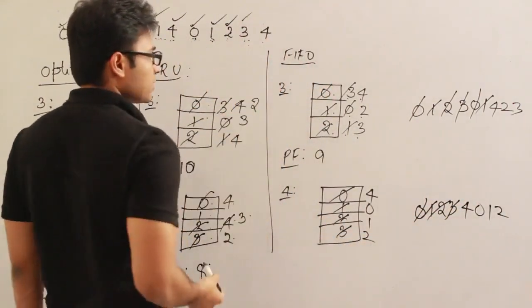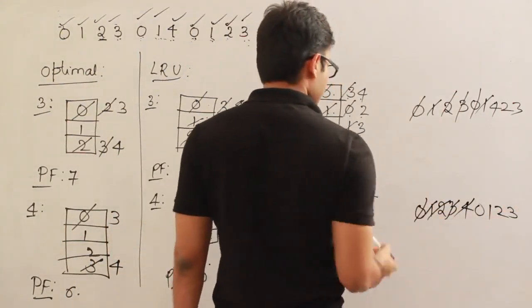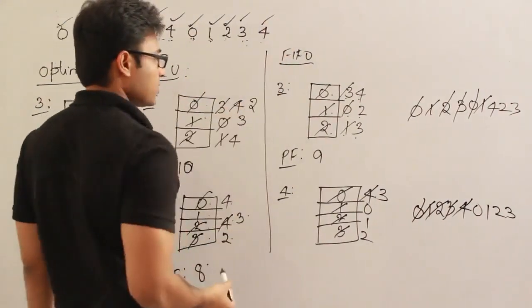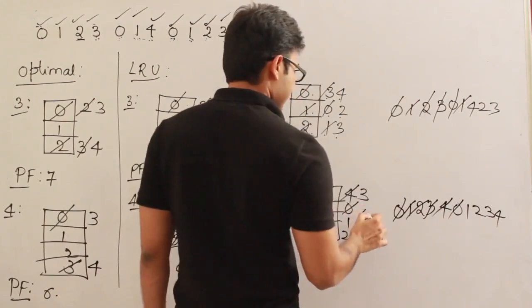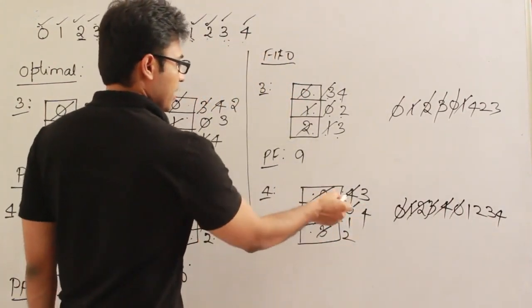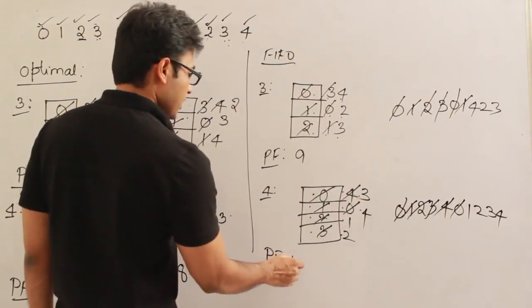And next one is 3 is needed. So which one is going to be replaced? 4 is going to be replaced and I get 3. And next one is 4 is required. Then which one will be replaced? 0 will be replaced and I get 4. Right, now check it. How many are there? 1 2 3 4 5 6 7 8 9 10. Oh, page faults are now 10.